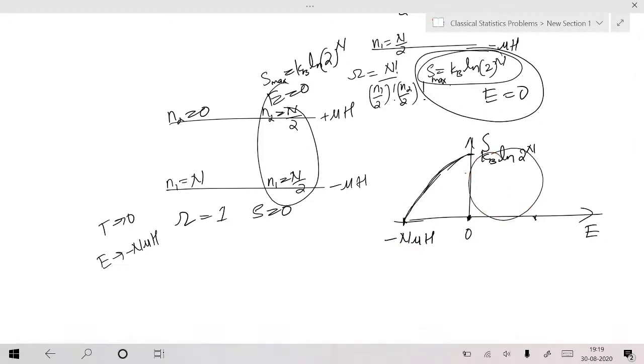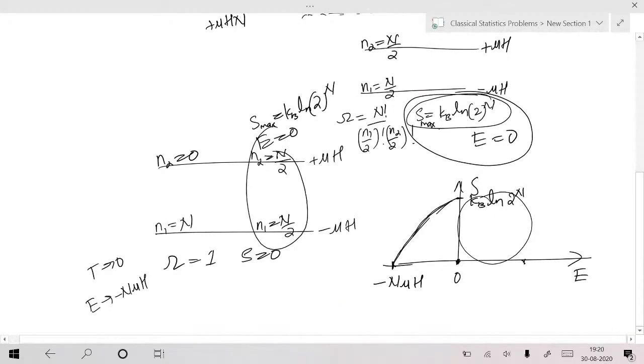Clear? Just reply. Why will this region not appear, sir? This region corresponds to positive energy. Am I right? Positive energy will happen only when the number of particles in the plus mu h state is more than the number of particles in the minus mu h state. Yes, sir, population inversion.